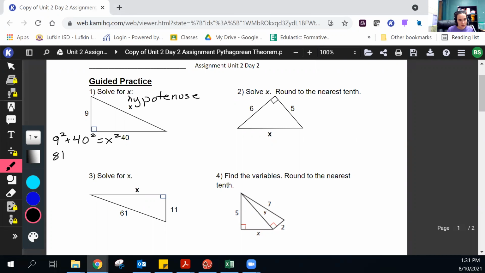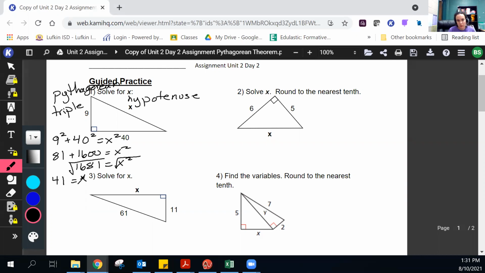9 squared is 81. 40 squared is 1,600. And x squared added together gives us 1,681 equaling x squared. We're going to take the square root of both sides. And that gets us 51. So that one is a Pythagorean triple, because all of the side lengths are whole numbers.